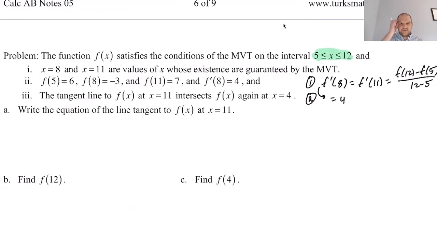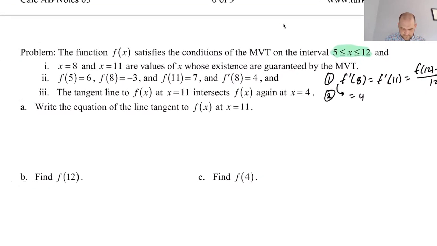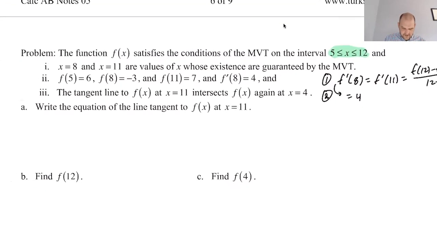The tangent line to f of x at x equals 11 intersects f of x again at x equals 4. I don't know. Well, we'll see how that goes. So what can we do? First question: write the equation of the line tangent.